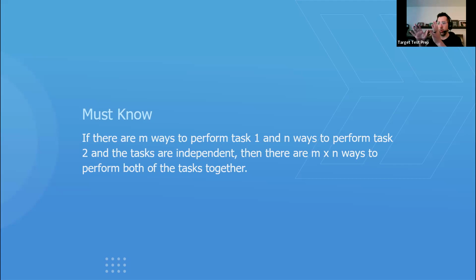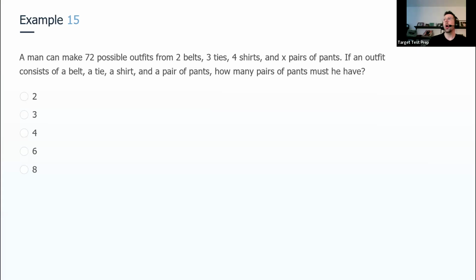Meaning that however I do task 1 doesn't affect how many options I have to do task 2, right? So if they're completely separate, independent things, you would just multiply the number of options you have at each step, and that will give you the total number of ways to perform those two tasks together.